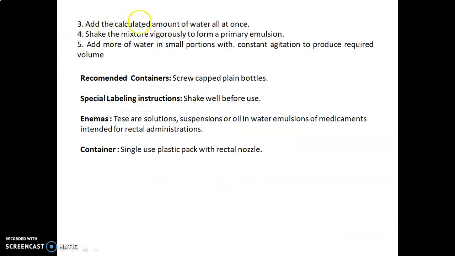Third one, add the calculated amount of water all at once. Then fourth one, shake the mixture vigorously to form a primary emulsion. Fifth one, add more water in small portions with constant agitation to produce the required volume.